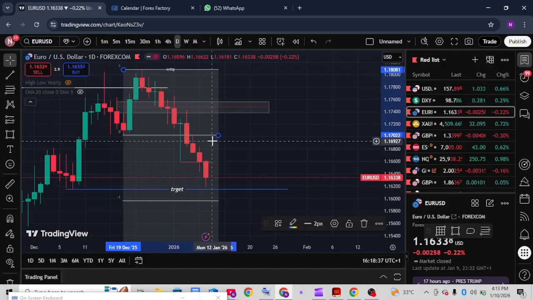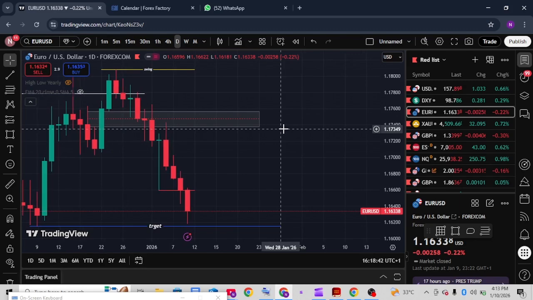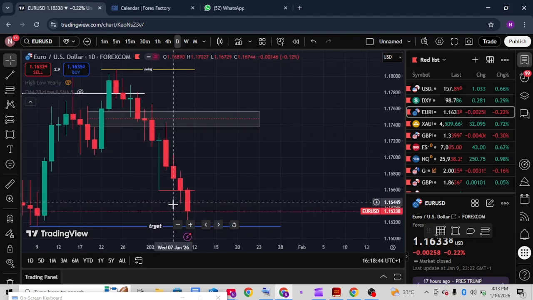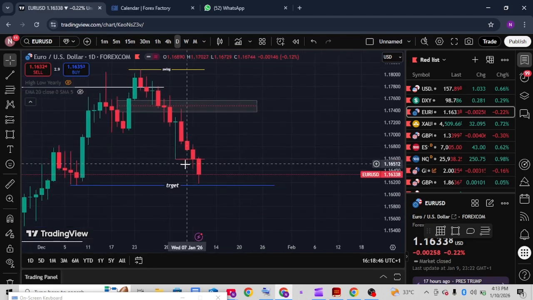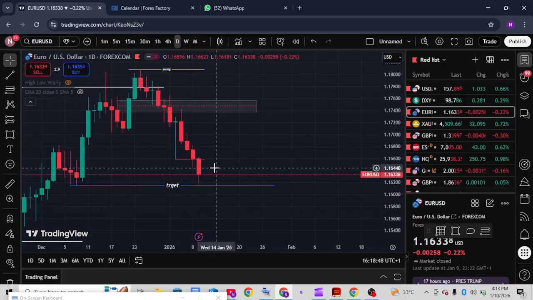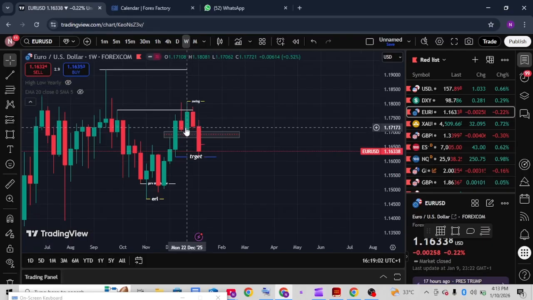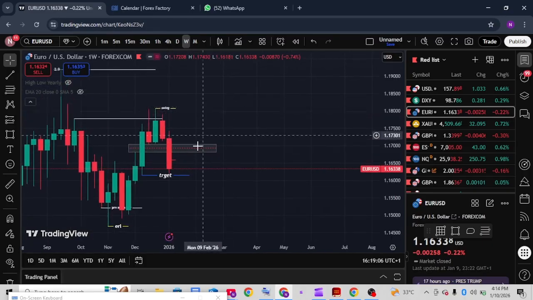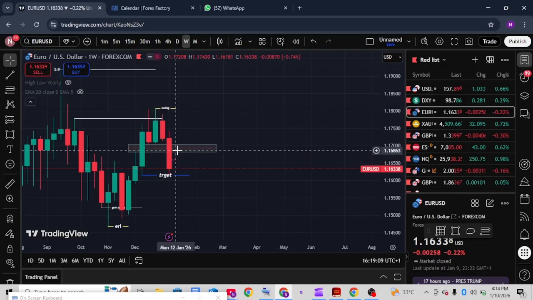So let me take that out, so you can see price also closed below all this. So Monday, what does Monday hold for us? What does the next week hold for us? I'm still of the bias that the market is bearish based on the weekly candle, this candle. But I'm expecting a price movement to this level.